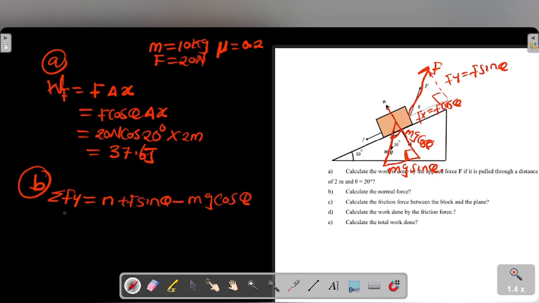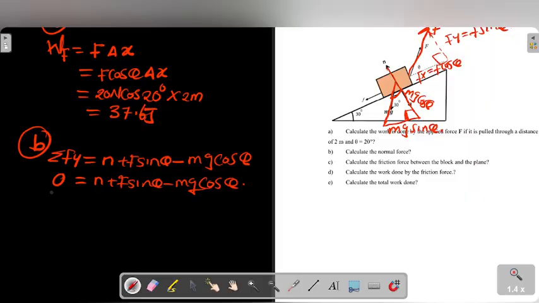So since there is no movement in the y, the summation of the forces in the y will be equal to 0 because the acceleration will be 0. So now we have the normal force plus F sine theta minus mg cos theta there.